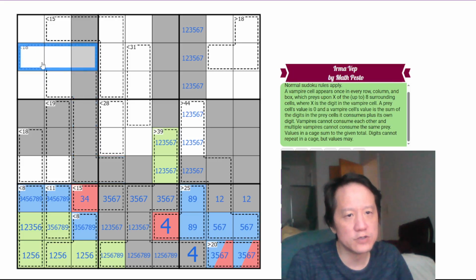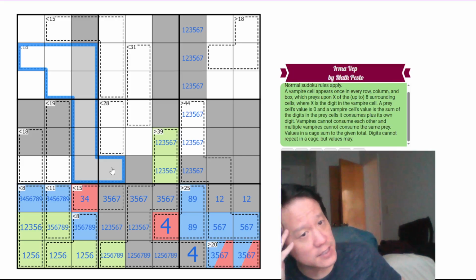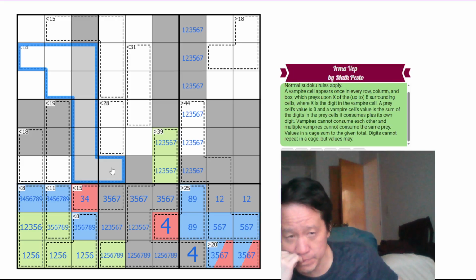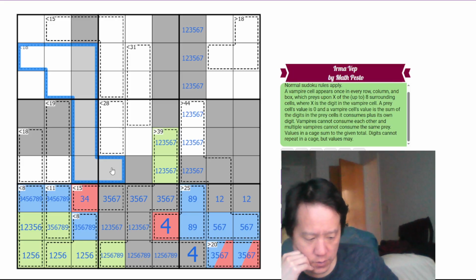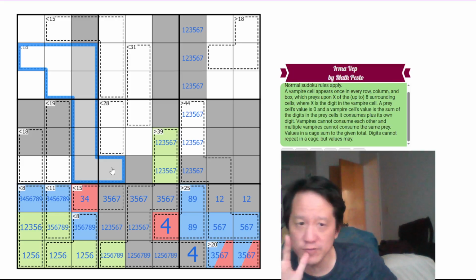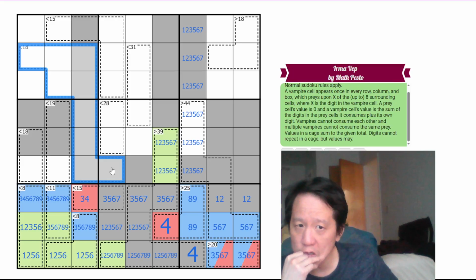How many digits are this? 1, 2, 3, 4, 5, 6, 7, 8, 9. Ooh. And the value is less than 18. Okay. That means we need to pull at least four cells or 5 cells? 5 cells in value. No, 4 cells in value. Okay.